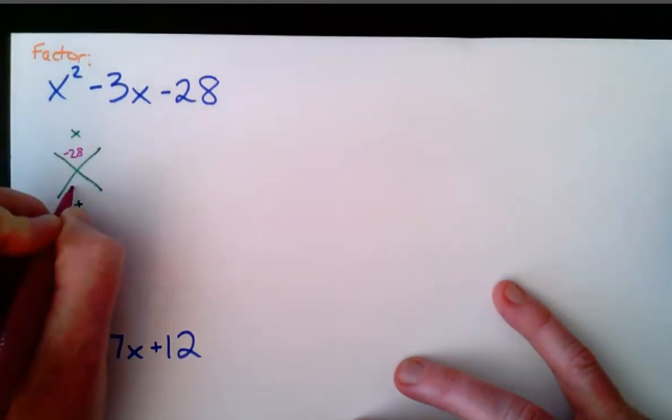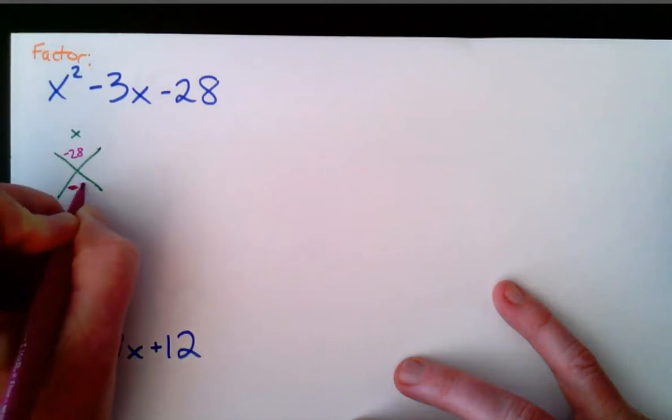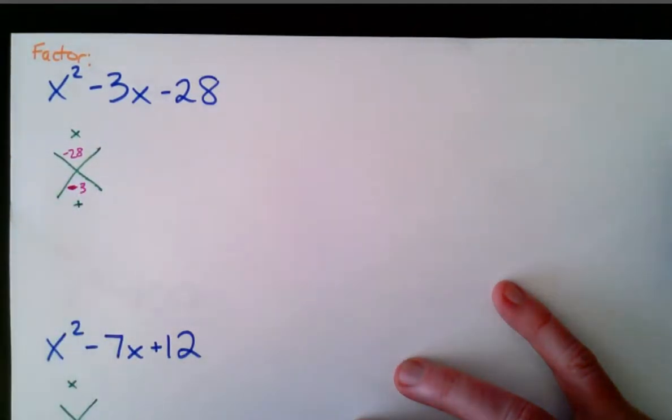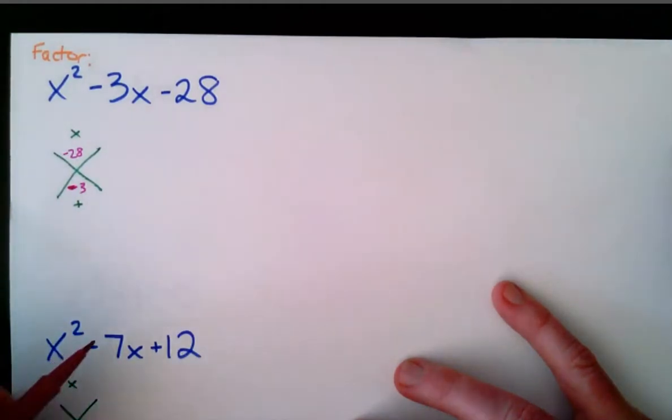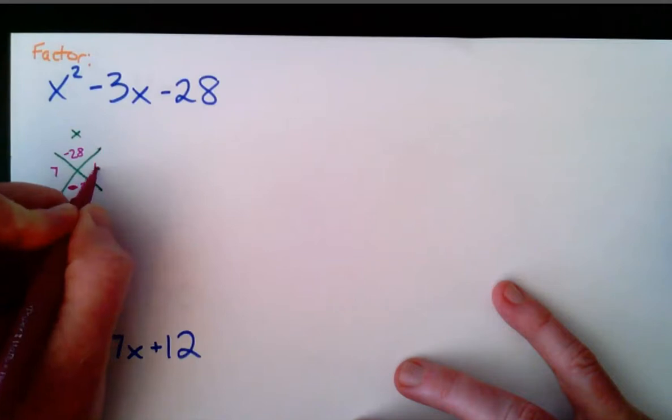When I add them, it's a -3. So let's see, what two numbers multiply to result in 28? I'm really good at these. I've been doing them a really long time. I've got 7 and 4.